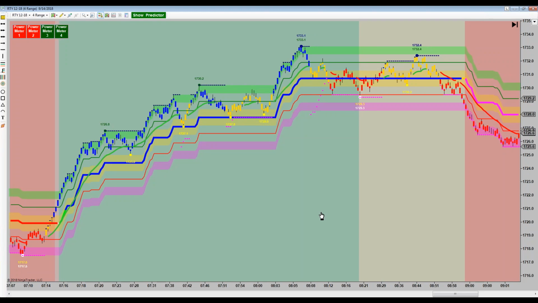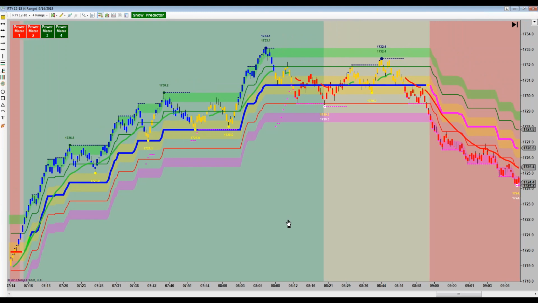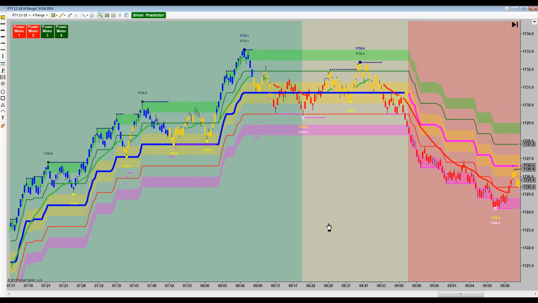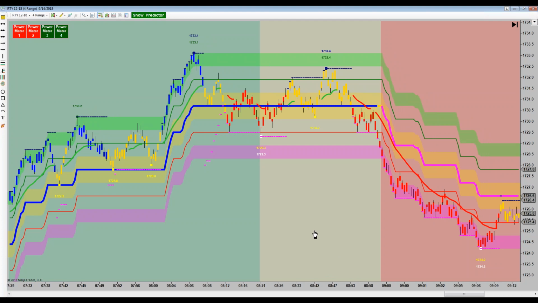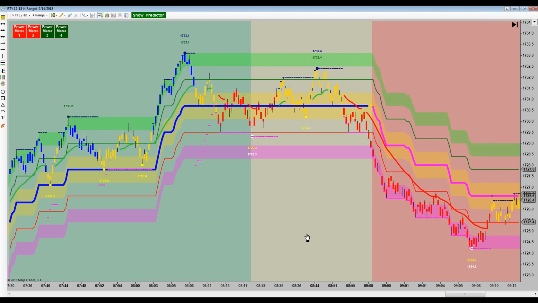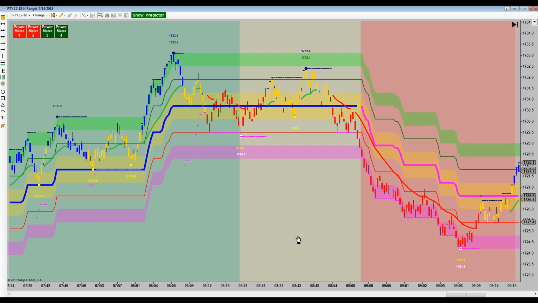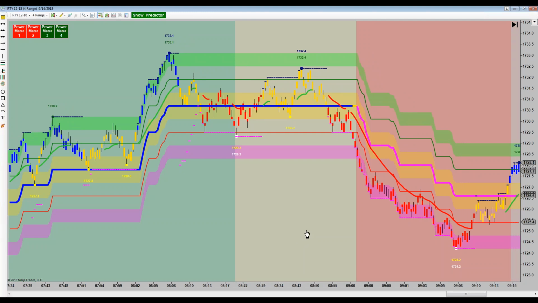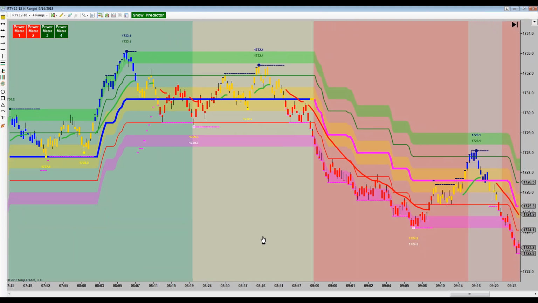9:01. 9:02. 9:04. 9:05. 9:06. 9:08. Let's blow the bars up real big so everybody can see them. 9:10. 9:13. 9:14. 9:15. 9:16. 9:17. 9:22. All right, let me stop there.